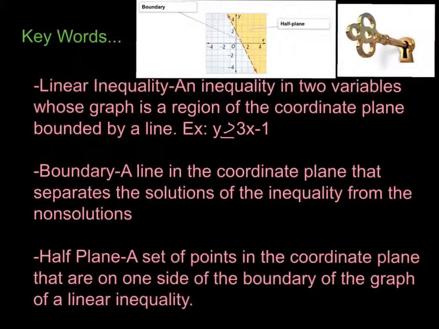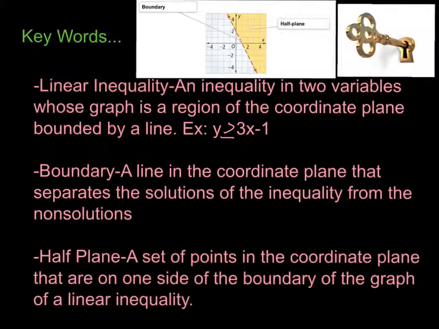Some key words we should know for this mission are linear inequality, an inequality in two variables whose graph is a region of the coordinate plane bounded by a line. A good example of a linear inequality is y is greater than or equal to 3x minus 1.